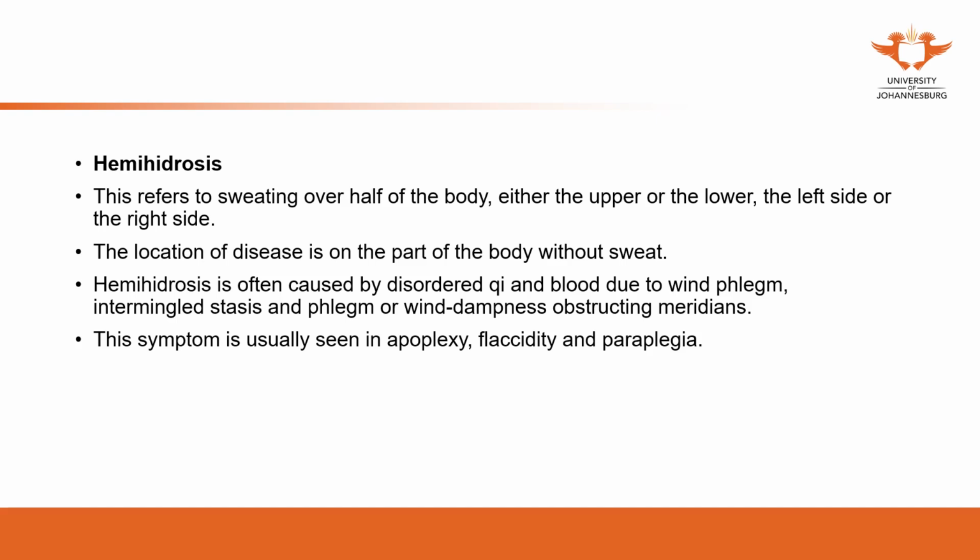This mostly happens in patients after stroke or paralyzed patients. It's also caused by the disorder of qi and blood due to weak wind, and then phlegm blocks the meridian. Intermingled stasis and phlegm, or wind dampness obstructing meridians. So for this kind of sweat, we need to understand that the affected part is the part without sweat. The normal part will sweat. This can be wind phlegm, it also can be phlegm stasis, or other kinds of pathogen that block the meridian.